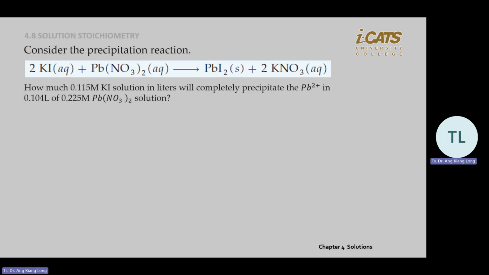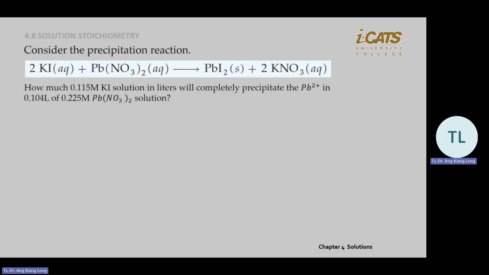And from the equation, 2 KI to 1 Pb(NO3)2, 2 mole to 1 mole Pb(NO3)2. You have the ratio already. Okay. So step 1, convert capital M into mole per liter, then get the ratio. Once you have the ratio, you're able to find it already.